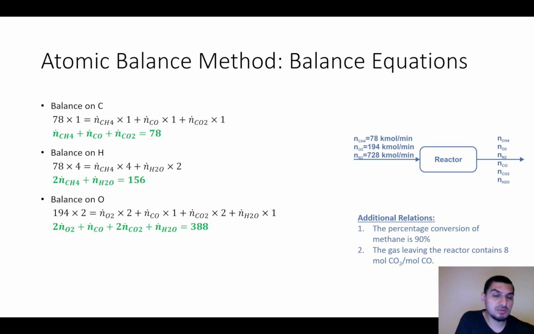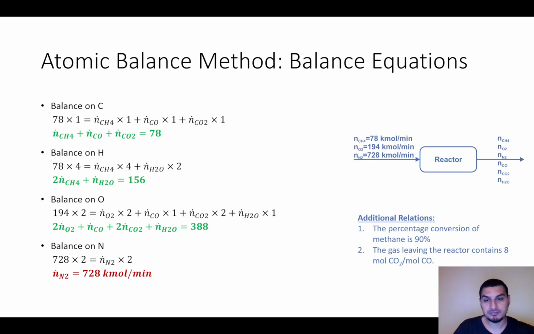Finally, for nitrogen, it is going to be very straightforward. Nitrogen is not part of any reaction, so it's going in and out of the reactor without any change. So the number of moles in equals the number of moles out. So it is 728 kilomoles per minute.